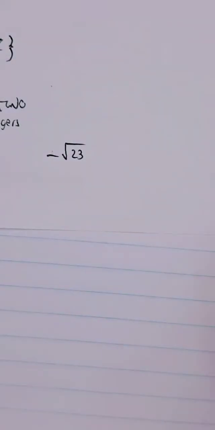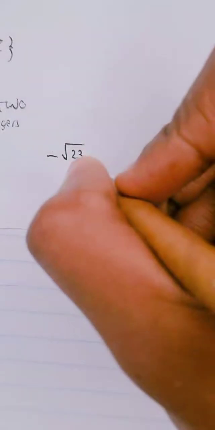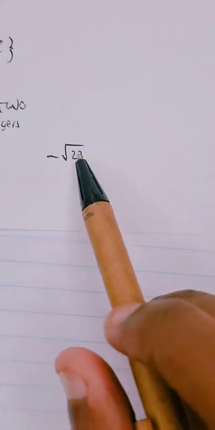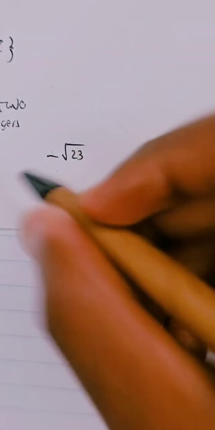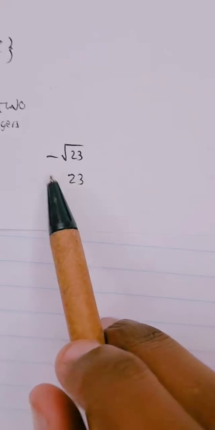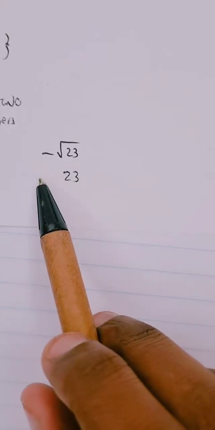Okay, the square root of 23, that is negative. With a negative number, we must be careful. It's a matter of looking for the biggest perfect square number that lies on this side of 23.